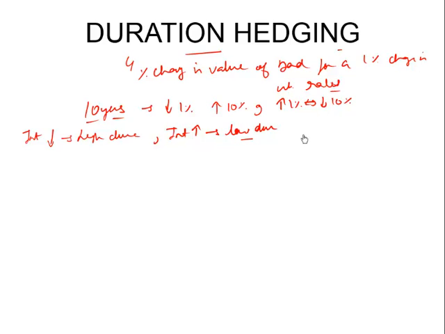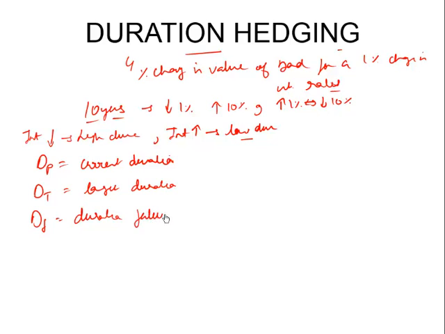So just like we studied how to change the beta of the portfolio from beta P to beta target, we can be asked to change the duration of the portfolio from dp to dt, where dp is the current duration, dt is the target duration, df is the duration of the futures contract, and similarly Vp is the value of the portfolio, Vf is the value of one futures contract.